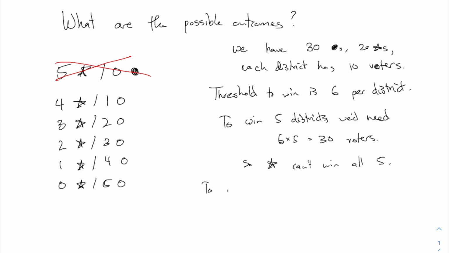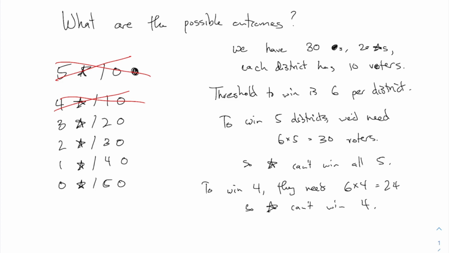Let me just write that also. To win 4, they need 6 times 4, because you need 6 to win each district. And this is 24. And again, that's too many. There's only 20 of the Stars. So the Star also cannot win 4. All right, so this one is also not allowed.